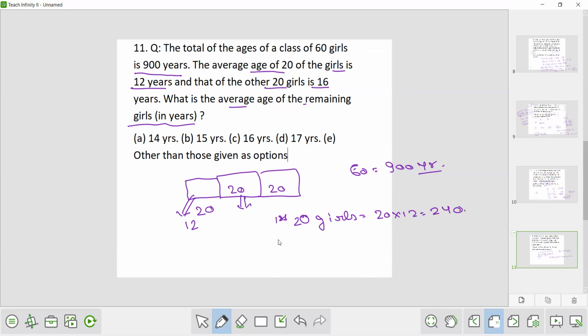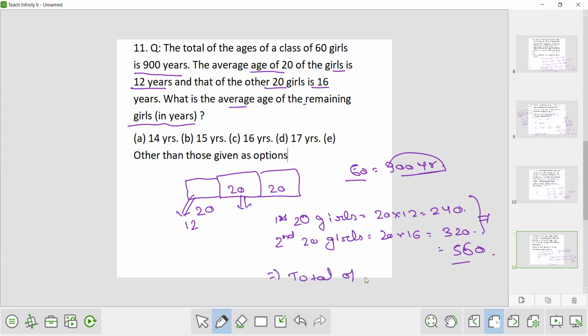You can find a total of second 20 girls. This will be 20 into 16, 320. Now the total of 40 girls, you know that it's 560, and the total of 60 girls is 900. So from here you can find the total of remaining 20 girls. Remaining 20 girls is 900 minus 560, that is 340. So if the total of remaining 20 girls is 340, so what is the average of remaining 20 girls? 340 divided by 20, that is 17.